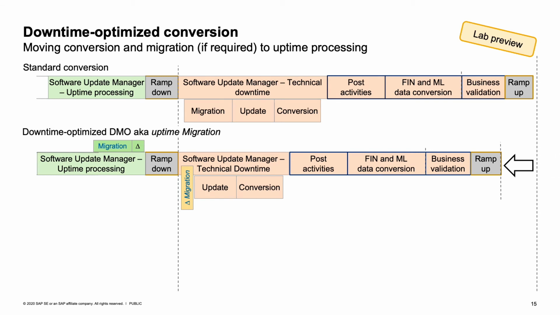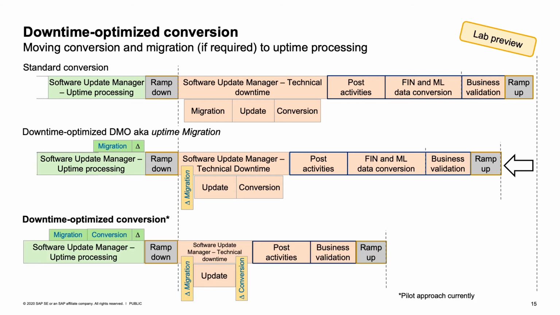So there's a specific benefit. Again, only if the source system is not yet on HANA, only then we have the migration part. But for a more drastic reduction of the downtime, we have the downtime-optimized conversion. In there, we move migration, if required, and even conversion to uptime. You see the uptime block there. We have migration and conversion. So we move parts of the downtime to uptime.